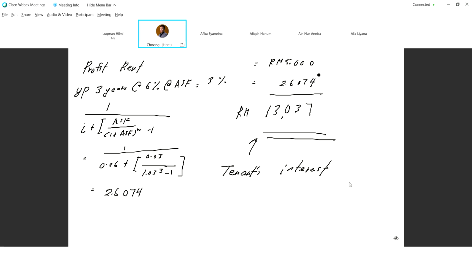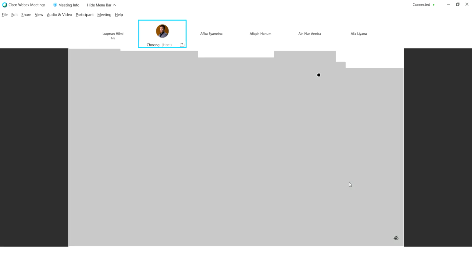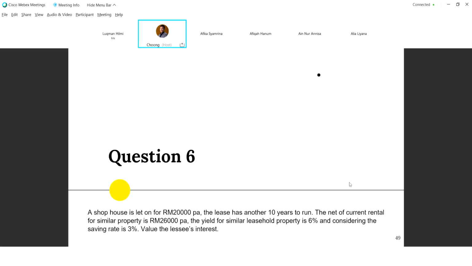So now we try another question. Kalau you dah okay, it's not difficult. Class, try this question and let me know the answer. It's very similar to the previous question, more or less the same. So try this question and let me know your answer, class. Try this class and then type in your answer in the chat box and see how you go.